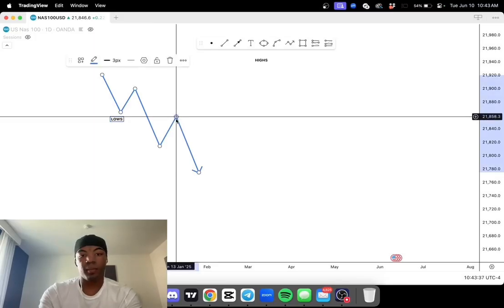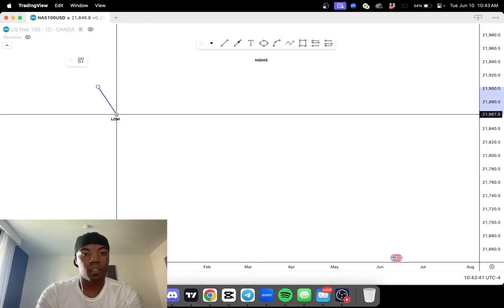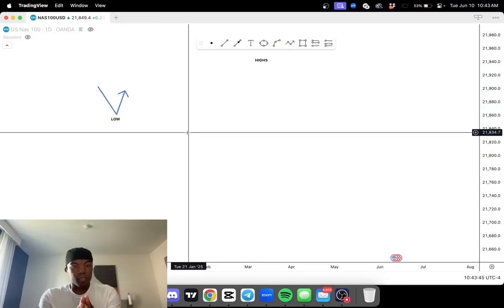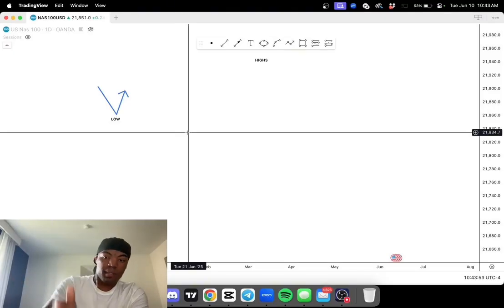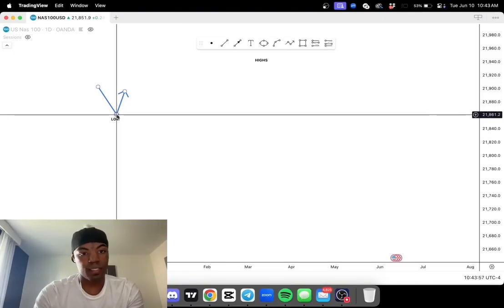Why is this our low? So we're going to backtrack and I'm going to show you like this. This is our low. Why is this our low? Because price got to a certain point, it got to a certain decrease, and it pivoted. So this is the lowest point we can be, low, right? This is the lowest point we can be.